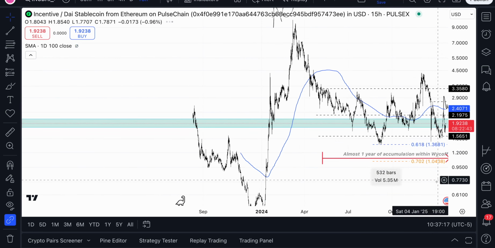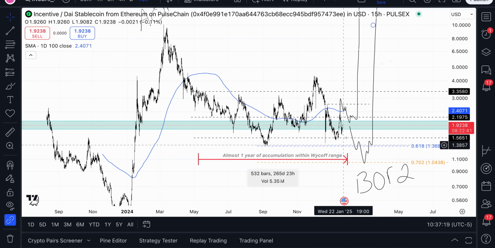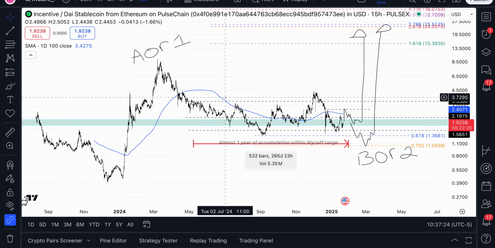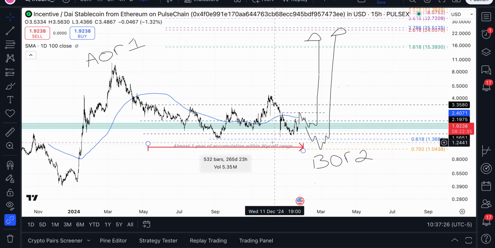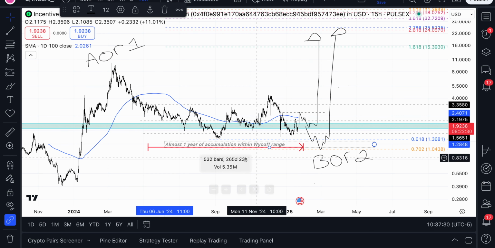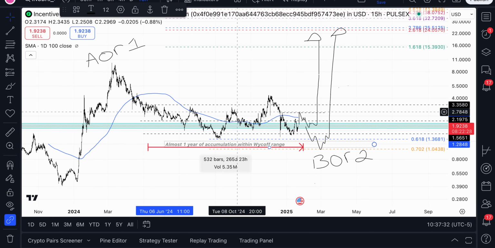Okay, yeah, so this is the analysis here on incentive token. And it's just Wyckoff accumulation. You see this rectangular range right here at the lows? That's pure Wyckoff accumulation. People are accumulating incentive. They're selling on the advances, and then reaccumulating on the pullbacks.